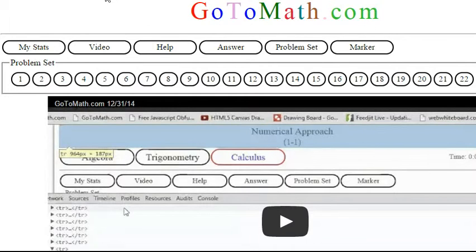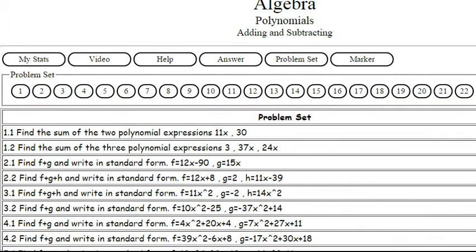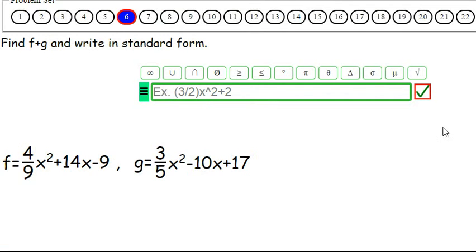We're over here at GoToMath.com. Click on the algebra. Let's go down to adding and subtracting. And what are we doing? We are doing 6.1. Oh my god, my computer's about to die. I just noticed that. Hope I get this problem off. F is equal to 4/9 x squared plus 11x minus 9, and g is equal to 3/5 x squared minus 10x plus 17.